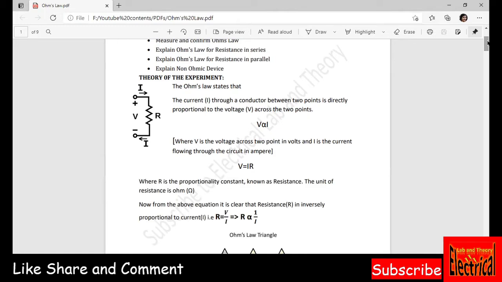Ohm's law states that the current through a conductor between 2 points is directly proportional to the voltage across the 2 points. Means V varies as I. This is Ohm's law. There must be a proportionality constant in between them. So the constant is called resistance.